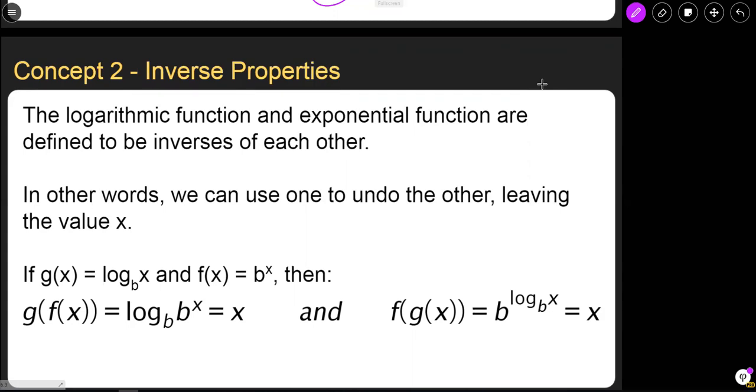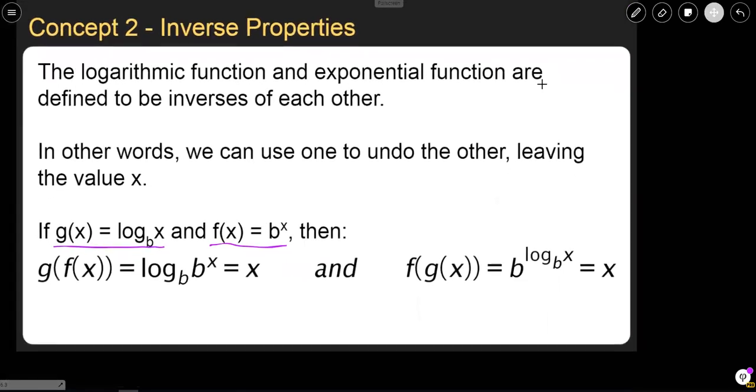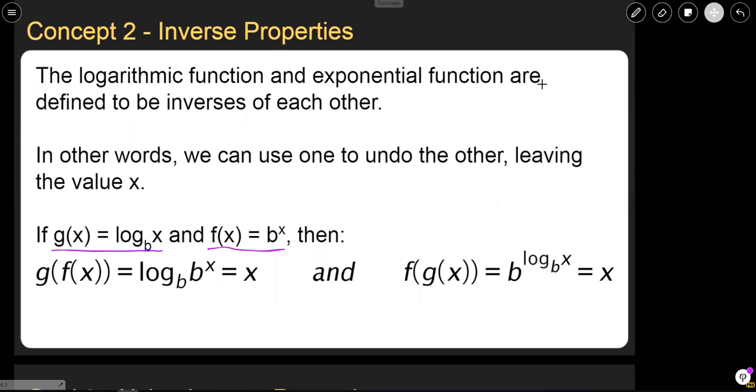So if we've got two functions, one defined as g of x, this is just a name, we're just calling it g of x right now. Let's say the logarithm function is called g of x, and it's log base b of x. And then the exponential function we're calling f, again, it's just a name. We're saying f of x is equal to b to the x power. Then we have these two compositions of functions, where if I put one function as the input of the other function, we end up getting this nice cancellation.